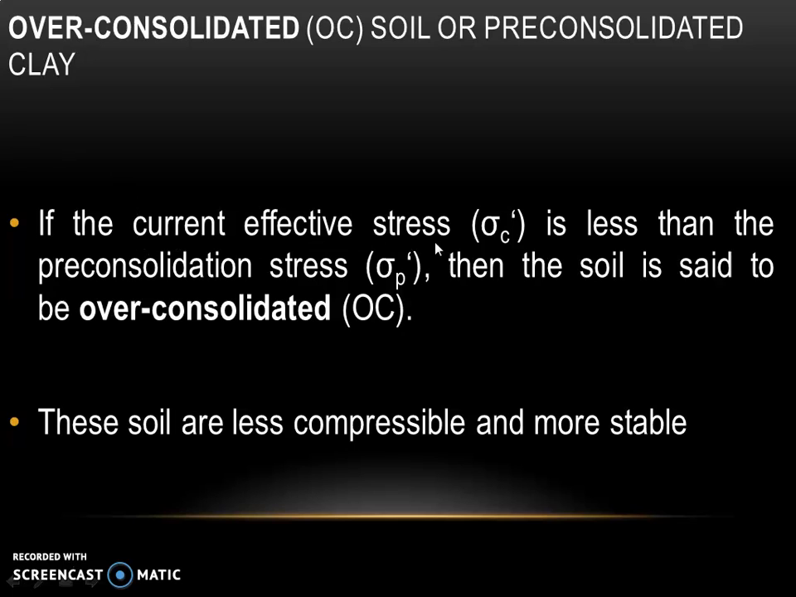If the current effective stress, that is sigma C dash, after melting of the glacier is less than the pre-consolidation stress, that is sigma P dash, when there was a glacier over the layer of clay, then the soil is said to be over-consolidated, and these soils are less compressible and more stable, hence are preferred for construction of any structure.